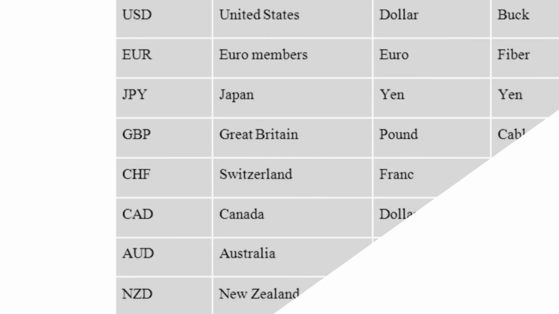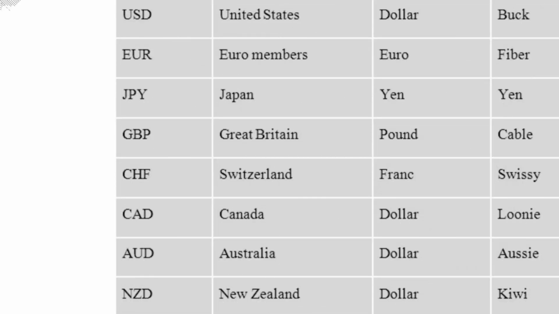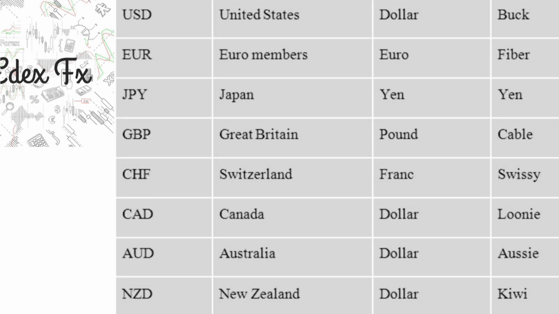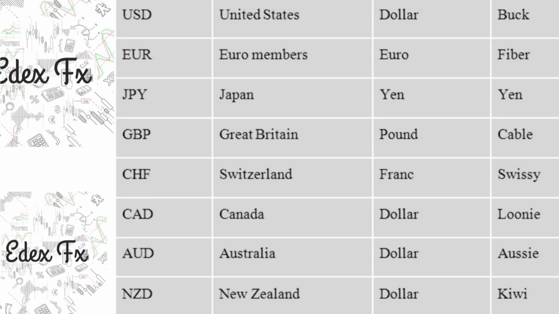These are the 8 primary currencies and their nicknames for Forex traders. The United States is represented as USD, the US dollar, with the nickname buck; EUR, the euro for the Eurozone, with its nickname fiber; JPY for Japan, the yen, with yen as its nickname; GBP, the Great Britain pound, as cable; CHF, the Switzerland franc, as Swissy; CAD, the Canada dollar, as loonie; AUD, the Australia dollar, as Aussie; NZD, the New Zealand dollar, as Kiwi. Therefore, whenever you encounter the term Aussie in a Forex news story, it refers to the Australian dollar.